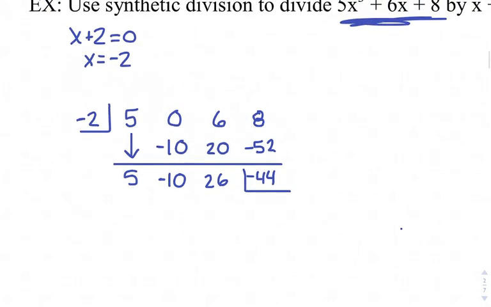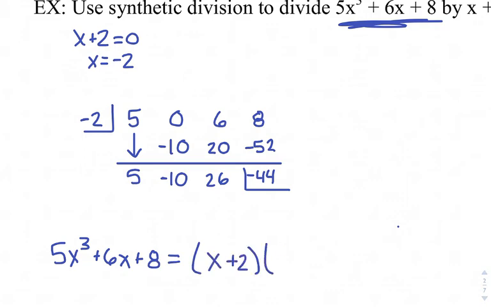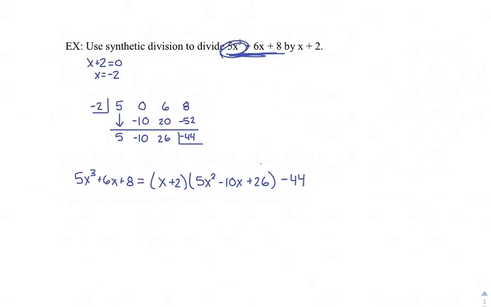And now I just write my expression. So you can always put what you started off with out in front, and then we say it's equal to, well, I was dividing by x plus 2. Then I'm left with 5x squared. So remember, we start with a degree lower. Since it's x cubed, we start with x squared: 5x squared minus 10x plus 26, and then minus my remainder of 44. So let's try one more.